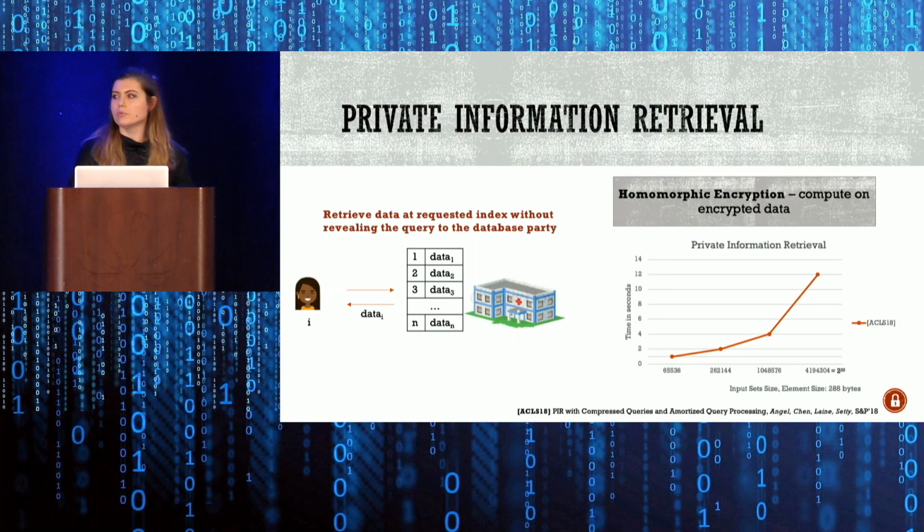The solutions for this problem leverage a powerful cryptographic primitive, which is called homomorphic encryption, and which allows us to compute on encrypted data. And I chose to show you this example because this showcases the current efficiency of homomorphic encryption techniques. And what we are able to do today is run private information retrieval on databases of size over 4 million, where the data items are of size 288 bytes, in about 12 seconds. So this shows the immense advancement in the techniques for homomorphic encryption as well.